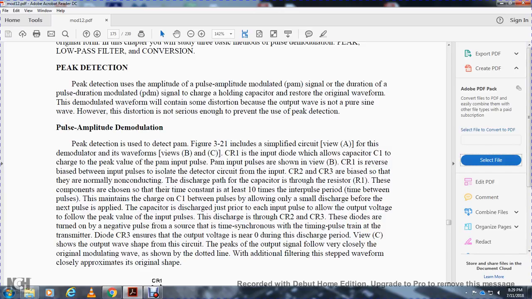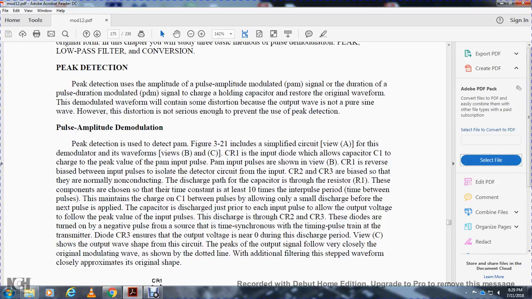These components are chosen so that the time constant is at least 10 times the input period, the time between the pulses. The main change is the charge of capacitor 1 between the pulses, allowing only a small discharge before the next pulse is applied, with the capacitor's discharge just prior to each impulse. This allows the output voltage to follow the peak value of the input pulse. The discharge of diode 2 and diode 3 is tuned with the negative pulse from the source, synchronizing the timing of the pulse stream. Diode 3 ensures the output voltage is near zero during the discharge period. The output wave shapes follow the peak of the input signal very closely.